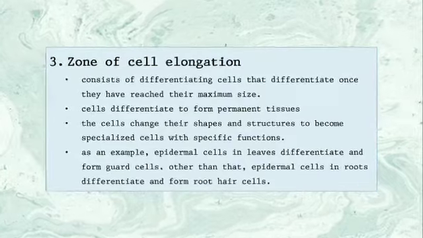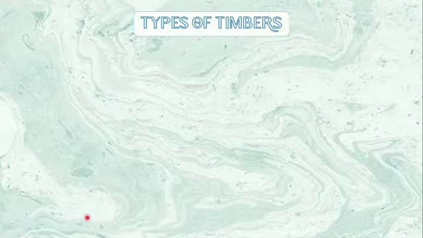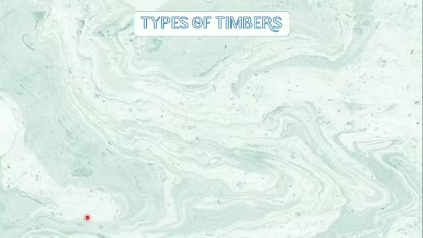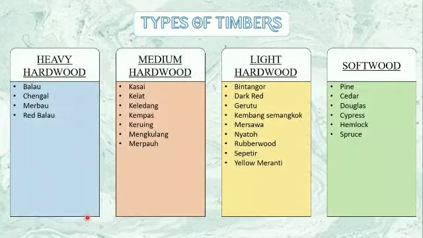Let's zoom into our own Malaysian timber, as they are good examples of dicots that undergo secondary growth and give us a lot of economic importance. Clearly, these are 4 types of timber that can be found in Malaysia. They are heavy hardwood, medium hardwood, light hardwood, and lastly softwood, which rarely can be found in Malaysia.